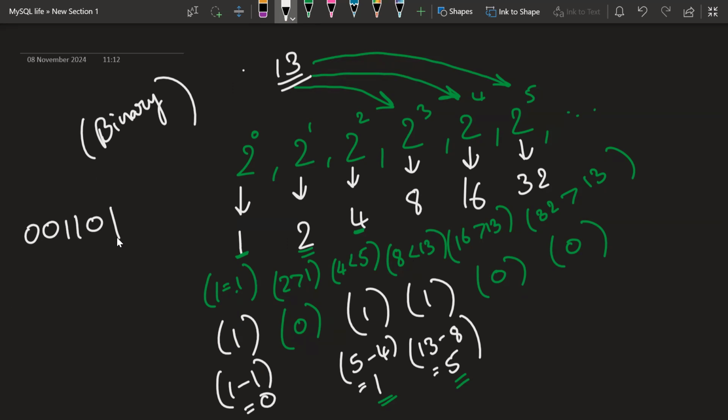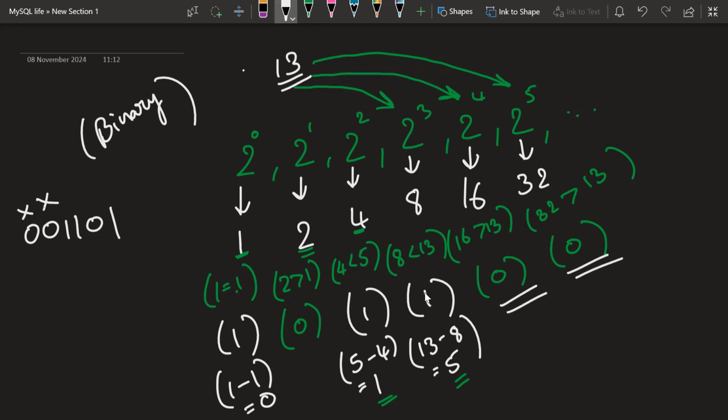So this has become my binary number for the number that is 13. How can I say this is the binary number for 13? Because if you just try to extract the powers of it, for example, what is the power for this 0? Nothing, but if it is 0, we have to ignore it. So we just ignore it.